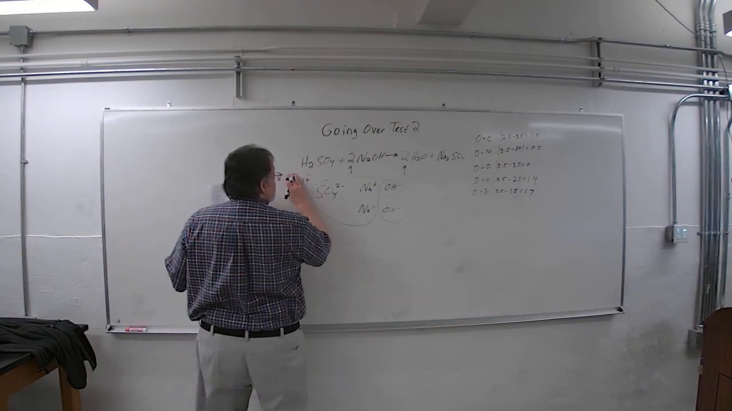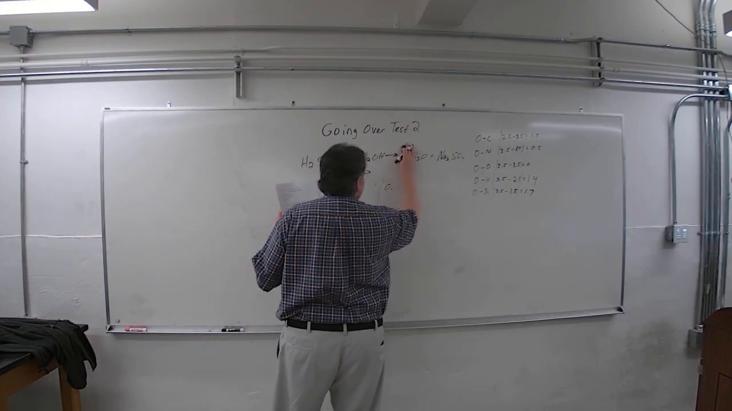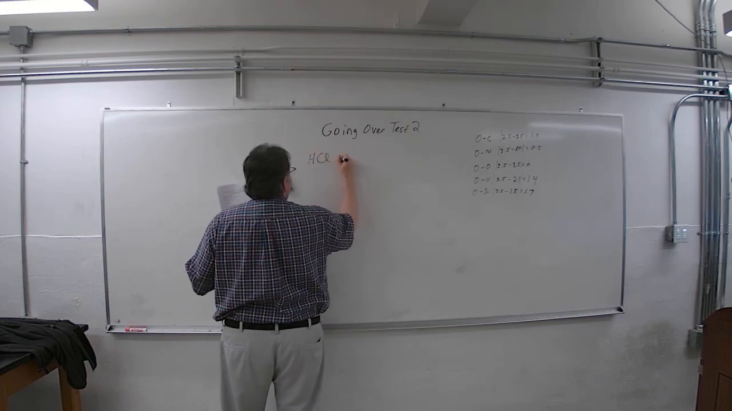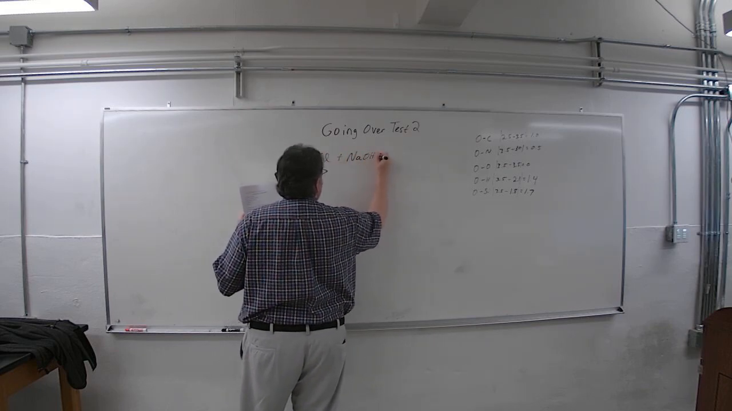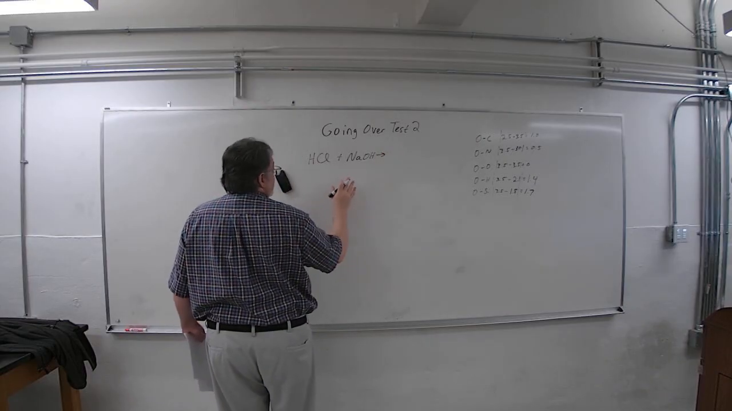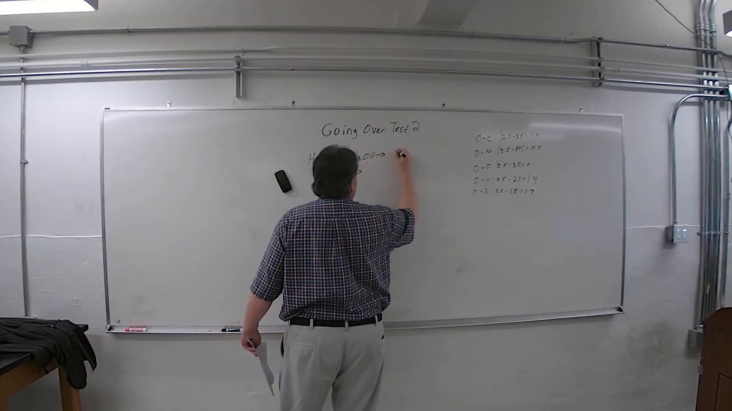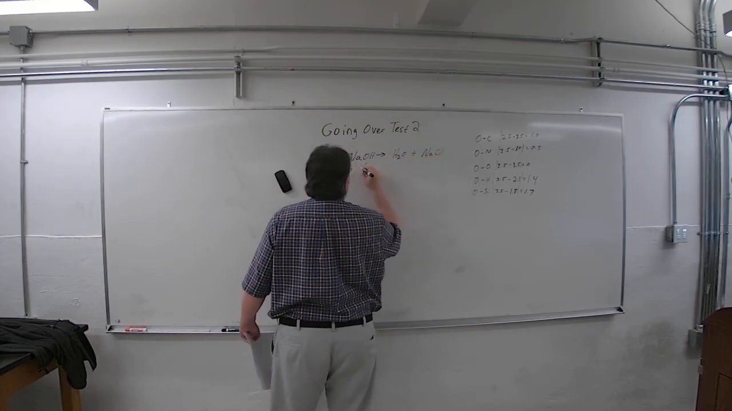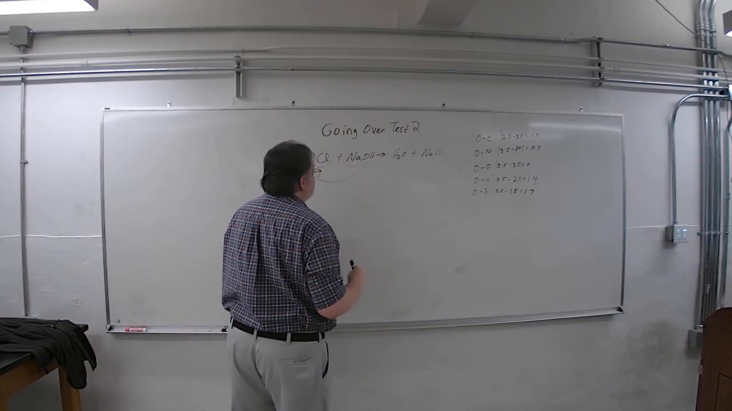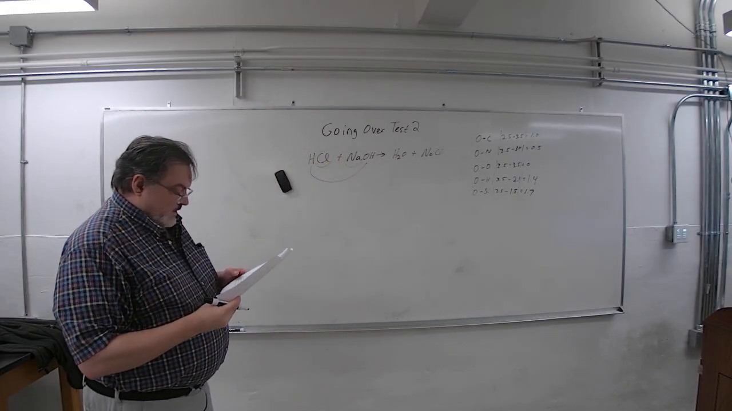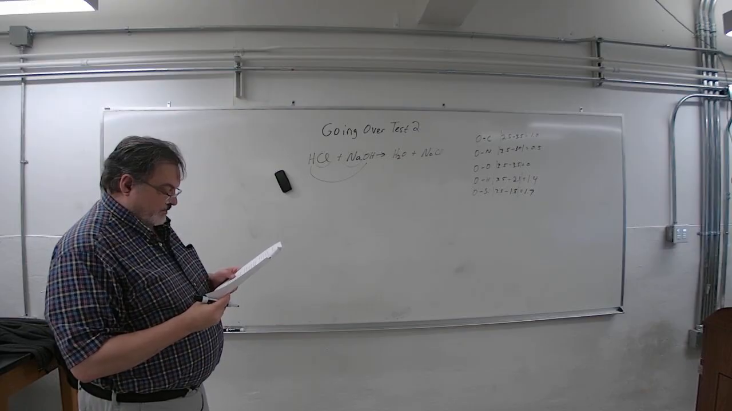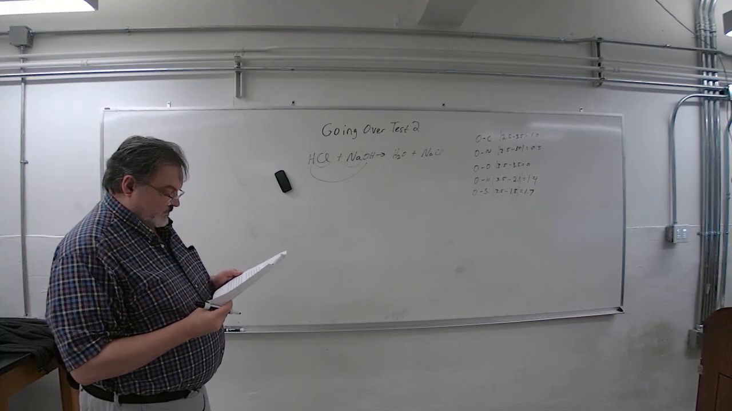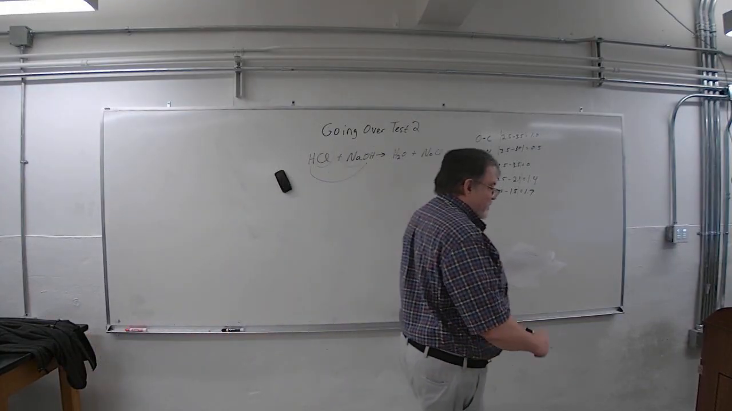HCl and NaOH. There's really no balancing here. The H and the OH make H2O, and we make NaCl out of those things. So that one is the first one. Yep. 34 should be A.